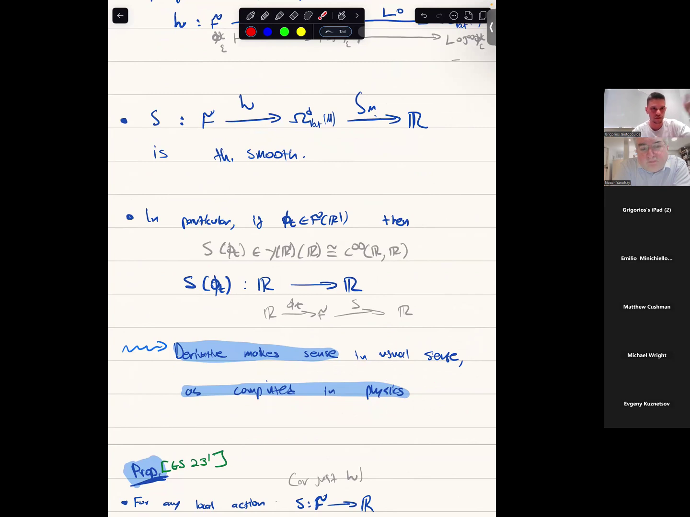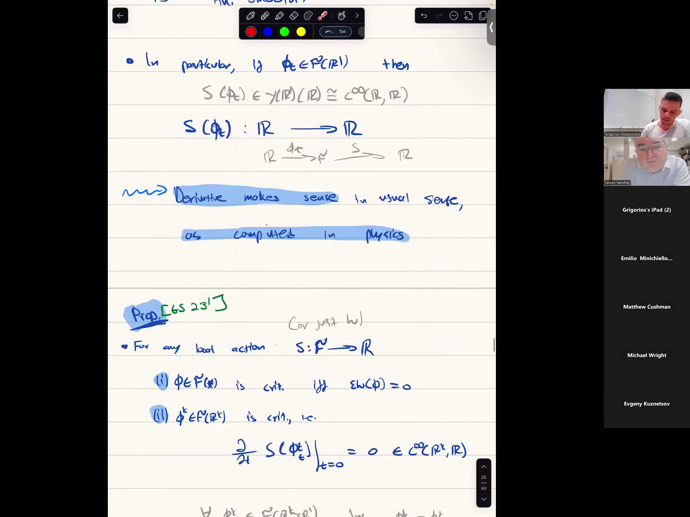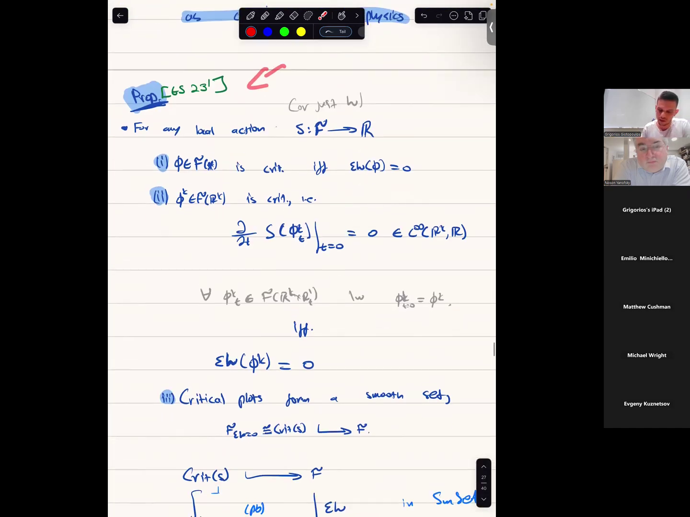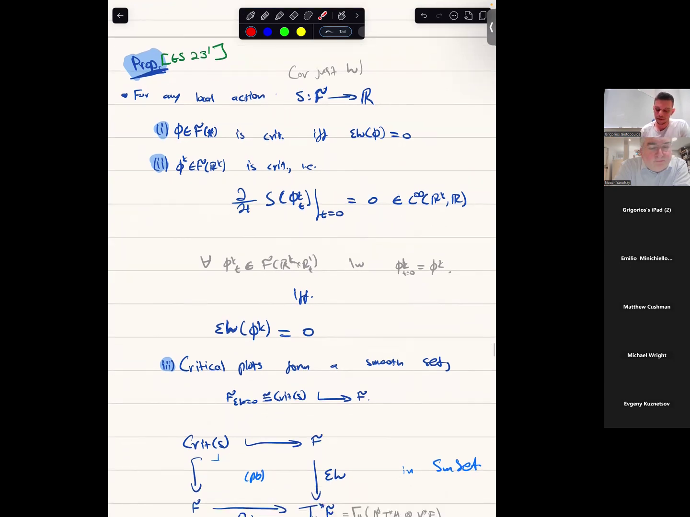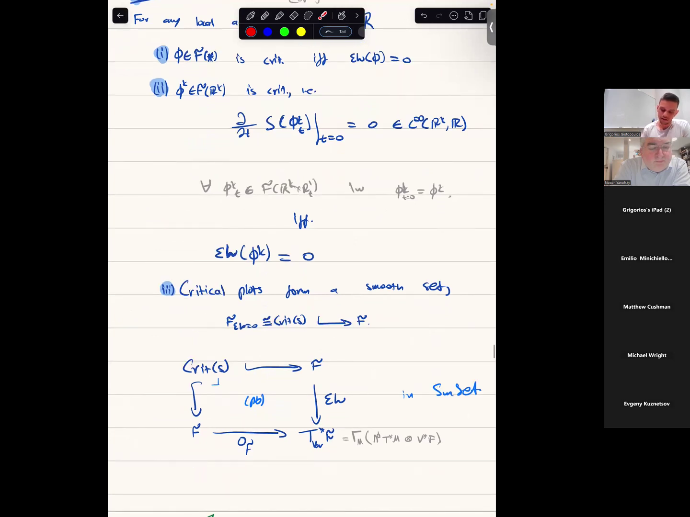You go back and forth from manifolds viewed as thick and smooth sets and as just manifolds. Here's a proposition, in the smooth setting, that makes this work. For any local action, you can define that any point plot of the field space is a critical point if and only if the Lagrange equations are satisfied. But not only that, an arbitrary R^k parameterized plot is critical in this sense if and only if the corresponding Lagrange operator vanishes on this plot. So this says that the critical plots defined in this sense form a smooth set.